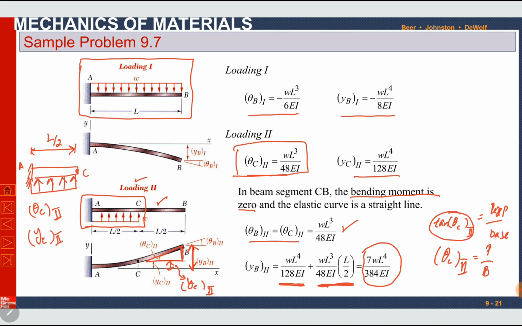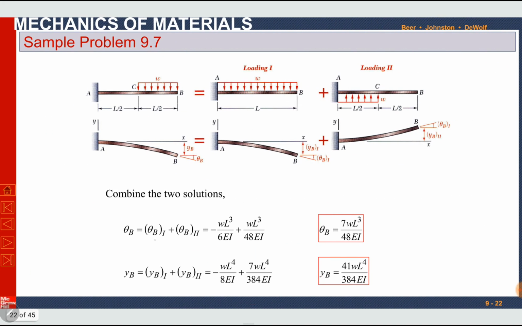The sum of these two terms becomes YB2. So now we have calculated YB1, YB2, theta B1 and theta B2. So we can simply add all of them. Theta B1 plus theta B2, the sum is equal to theta B. Similarly, YB1 and YB2, the sum of these two will be YB, total YB. You can do the simplification. The total theta B and total YB can be calculated. You can see the solution in your textbook as well.